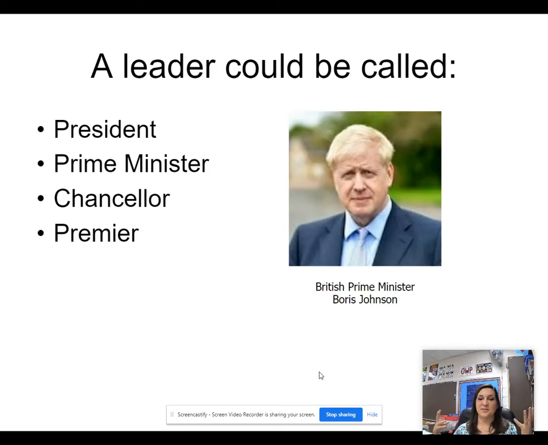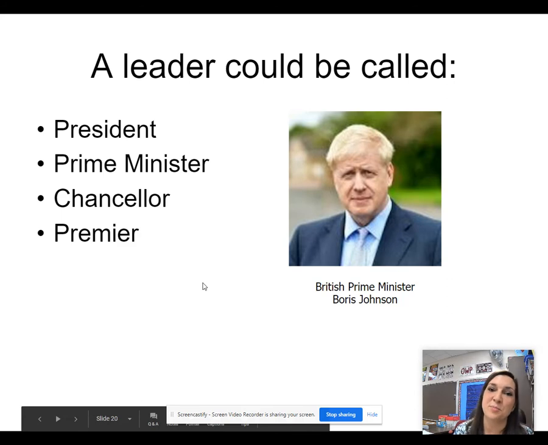So in democracies, a leader might be called a president, a prime minister, a chancellor, a premier. This is a picture of Boris Johnson. He's the current British prime minister.